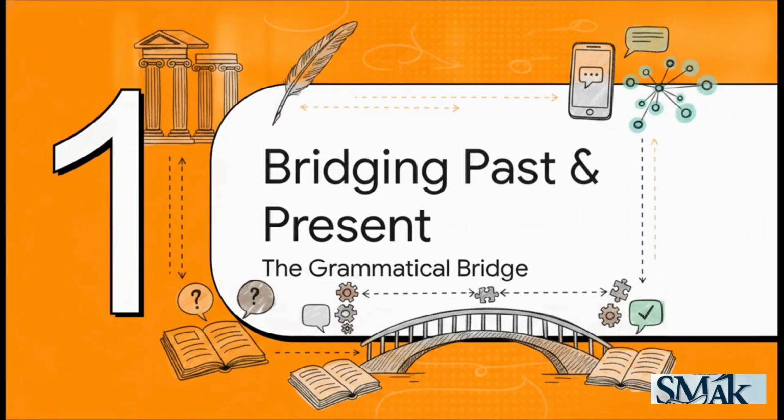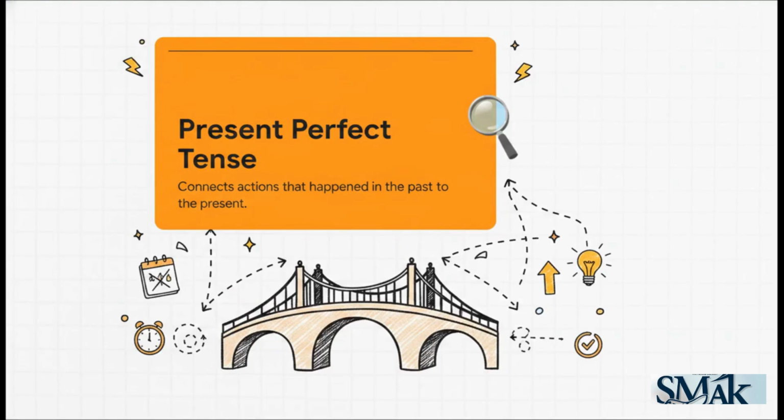Okay, let's dive into Section 1, Bridging Past and Present. To really get a firm grasp on the present perfect tense, I want you to picture an actual bridge in your mind. On one side of this bridge, you have the past. On the other side, you're standing in the present moment. The present perfect is the exact structure that links these two sides together. It's used to describe actions that happened in the past, but, and this is absolutely crucial, they are deeply connected to the present. This tense is incredibly important in spoken English simply because we are constantly talking about things we've just completed or achievements that make us who we are right now.